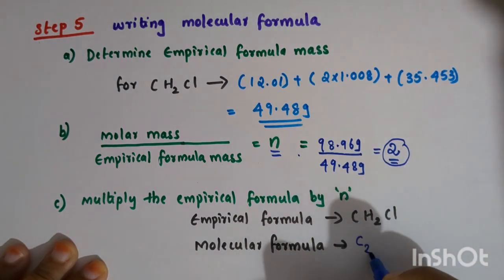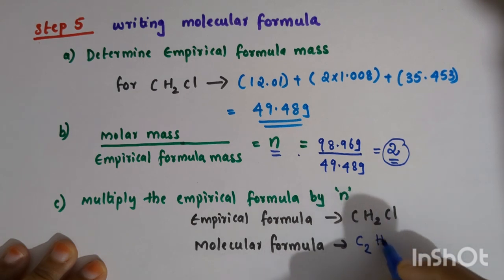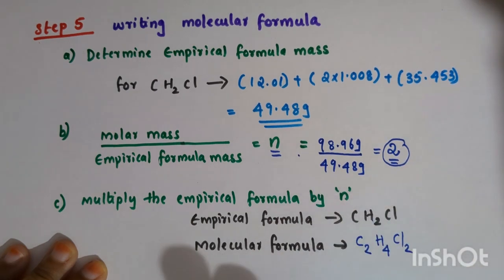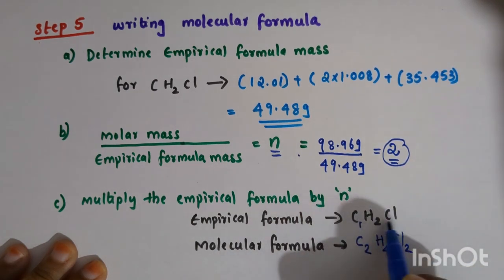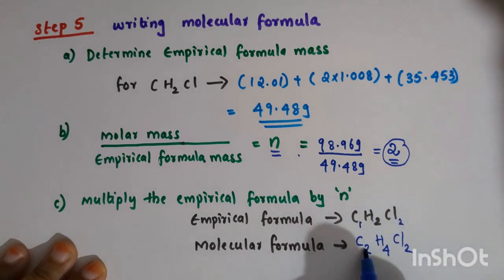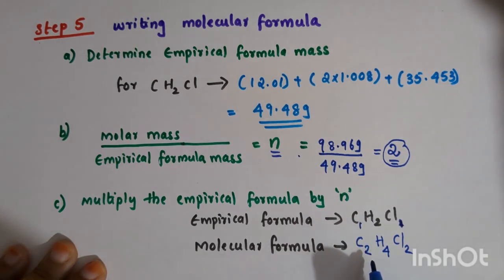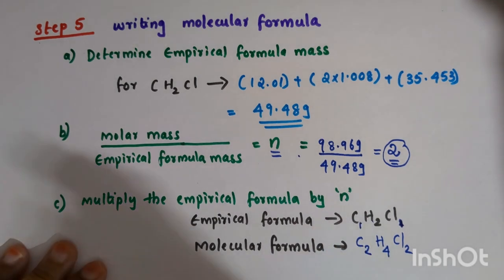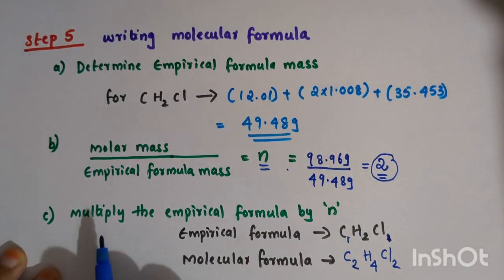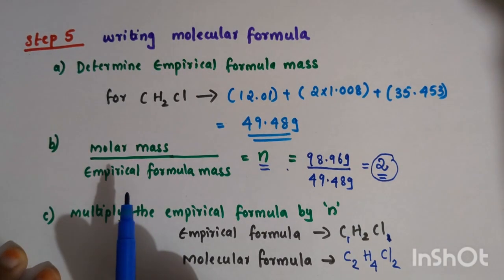So you just multiply the subscripts. C1H2Cl1 becomes C2: 1 into 2 is 2, H: 2 into 2 is 4, and Cl: 1 into 2 is 2. So C2H4Cl2 is the molecular formula of this compound, while CH2Cl is the empirical formula. So in this video, we have discussed the empirical formula and molecular formula. I hope it is clear to you. Thank you.